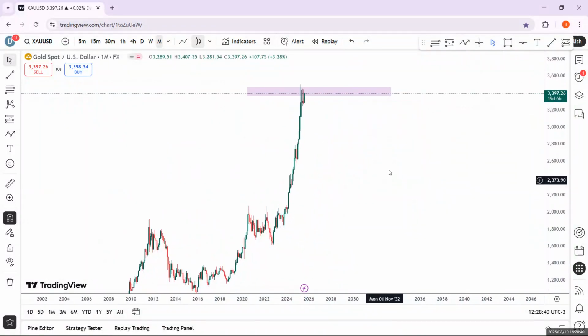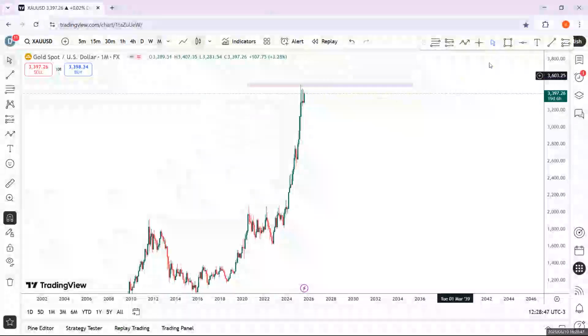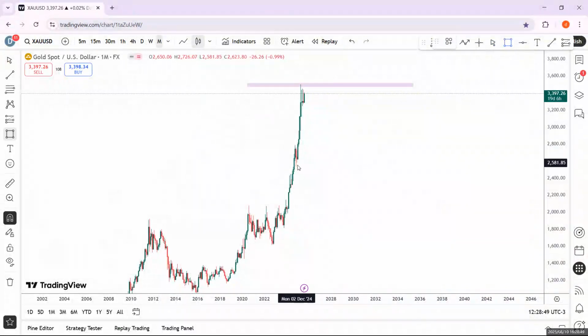So what are we now going to do? We are now going to take this zone and identify the most significant high. This is the most significant high, or the highest point of the chart, and we are now going to take the last higher low of price. This right here is the last higher low of price.